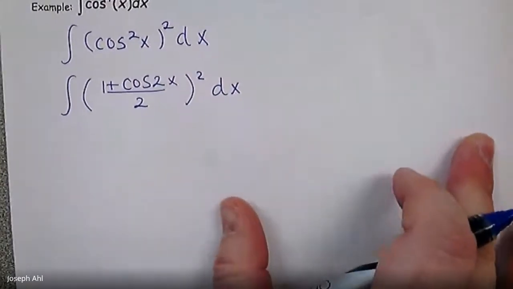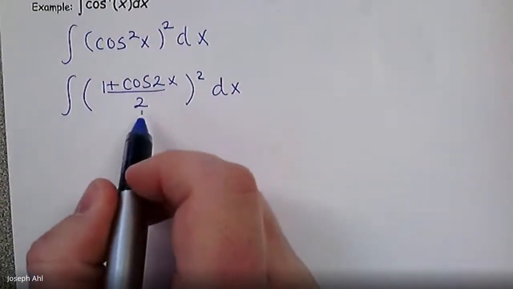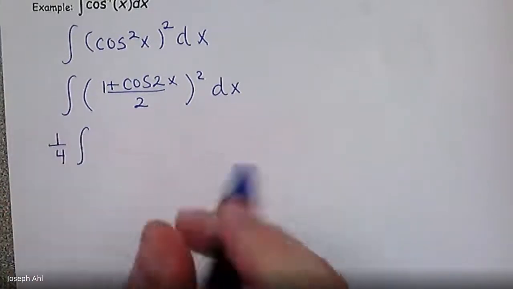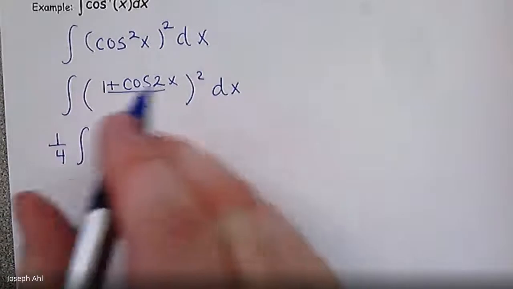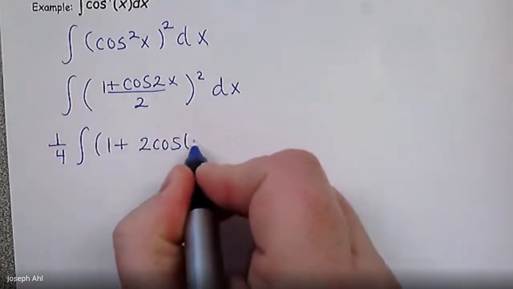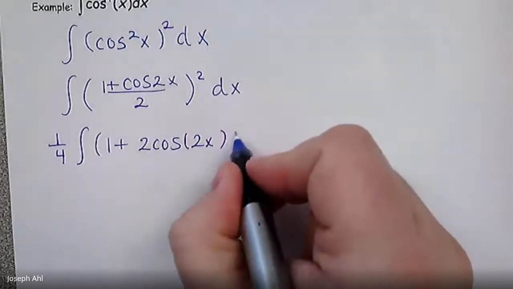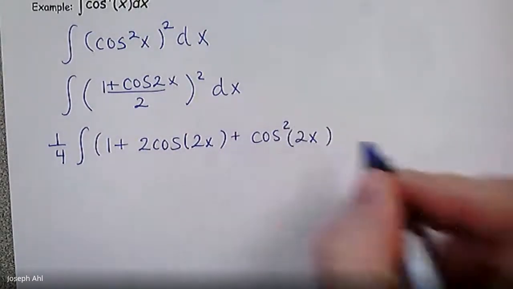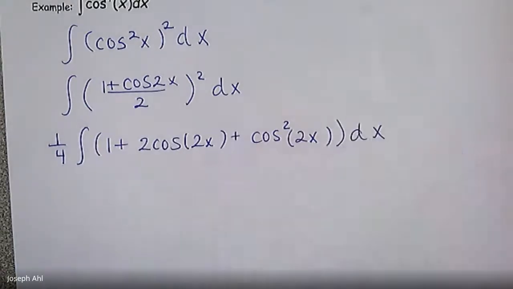All right. So building from here, we now want to square this, and squaring the denominator is going to make that a 1/4. So I'm going to pull the 1/4 to the front. And now I need to square the numerator, which would be 1 plus, we're going to get 2 cos 2x in the middle, plus then a cosine squared of 2x.